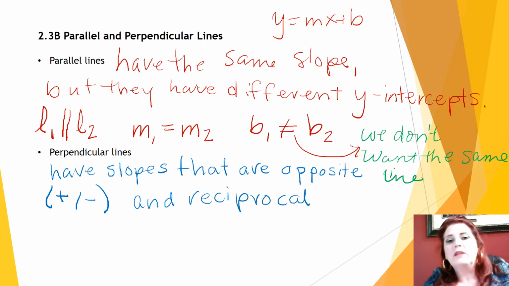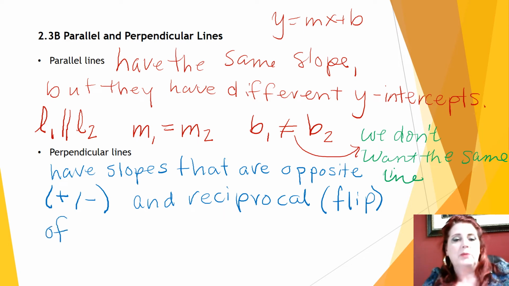So that when the slope is written in the form of a fraction, it would be the same thing as, remember, keep, change, flip, it's the flip part, that's the reciprocal. So we would flip that fraction. So perpendicular lines have slopes that are opposite and reciprocal of each other.